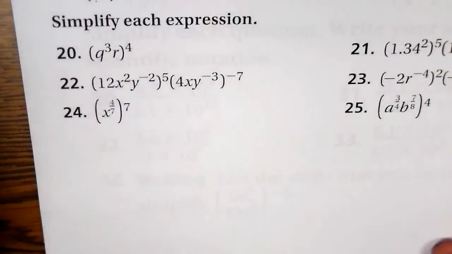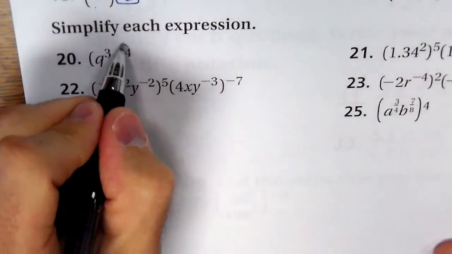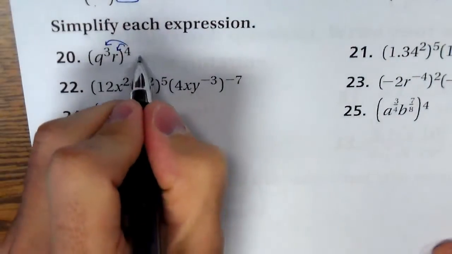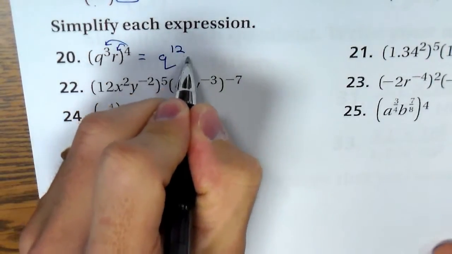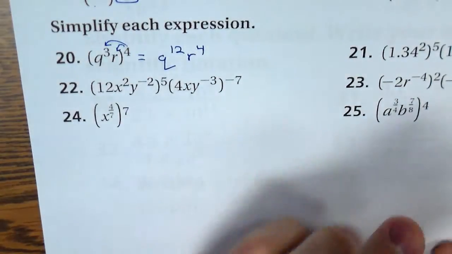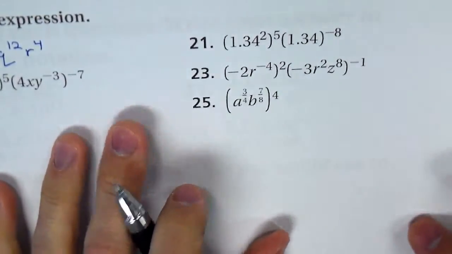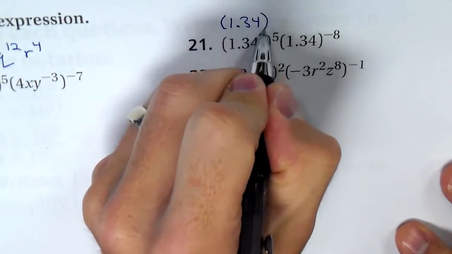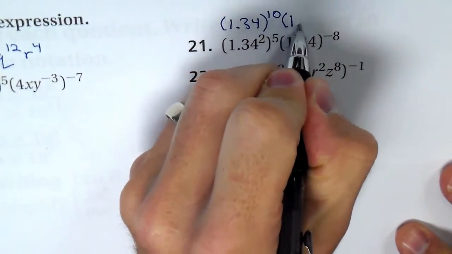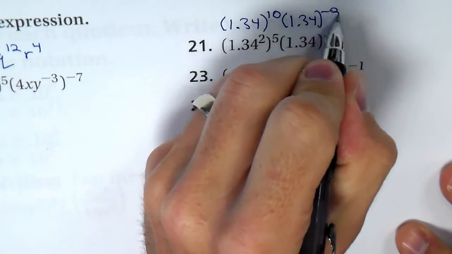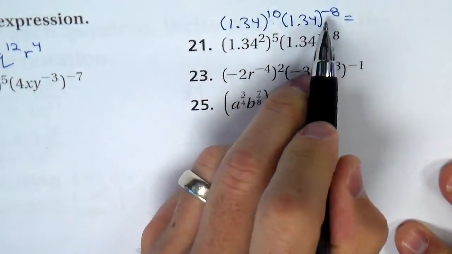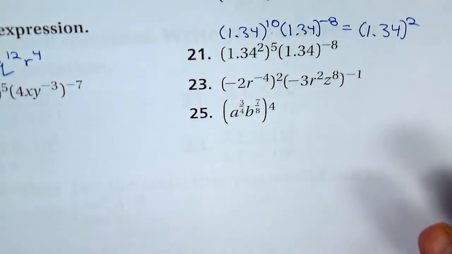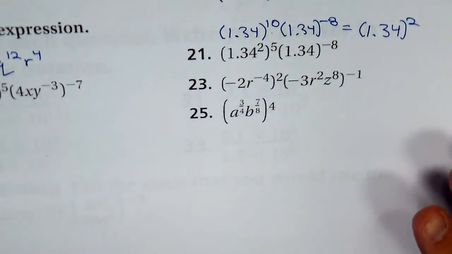In number 20, we have two different terms. So the 4 is going to be multiplied to the 3, and the exponent on the r, which is 1. So we're going to get q to the 12th, r to the 4th. 21, I'm going to distribute the exponent first. I have 1.34 to the 10th and 1.34 to the negative 8th. Together, 10 and negative 8, I have two 1.34s, so I'll write 1.34 squared.